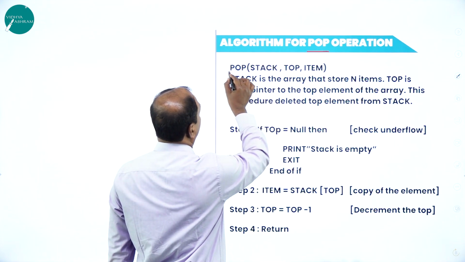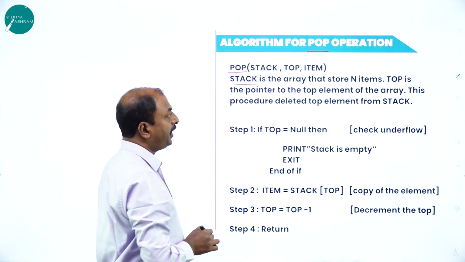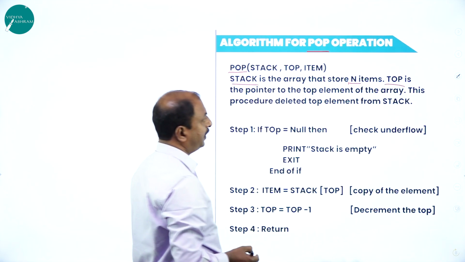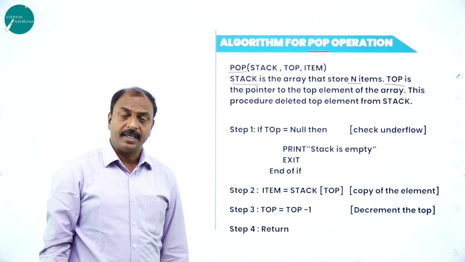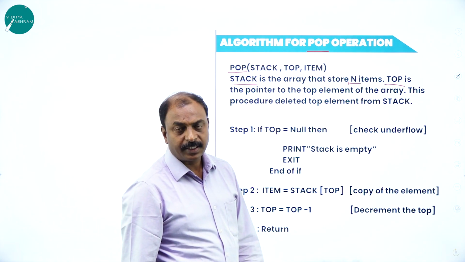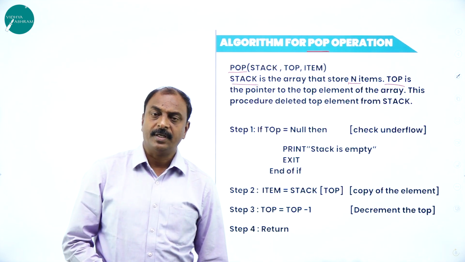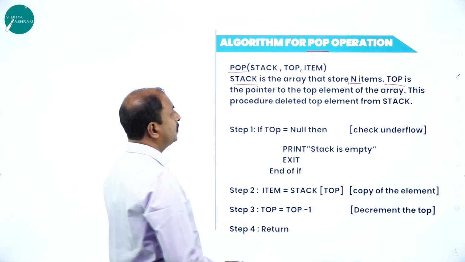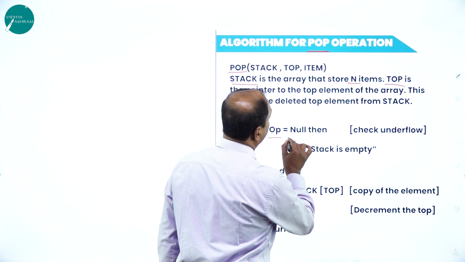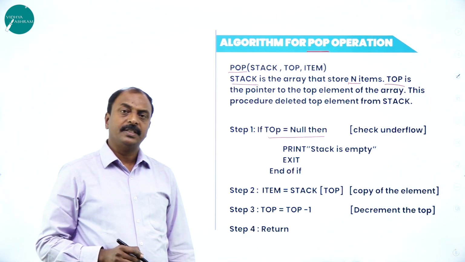Here, the pop operation. Let us assume that stack is an array with n elements, and top is a pointer to the element to be deleted. As we have learned now, the stack is a data structure where insertion and deletion take place at the same pointer, that is the top pointer. So first we have to check whether top equals null.